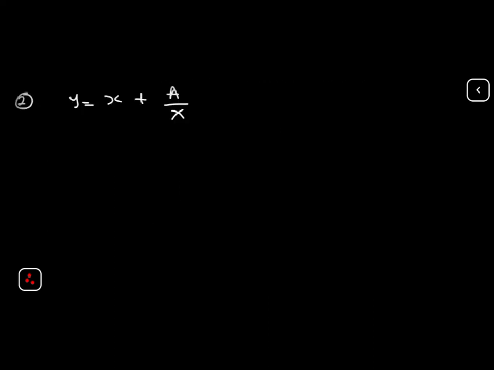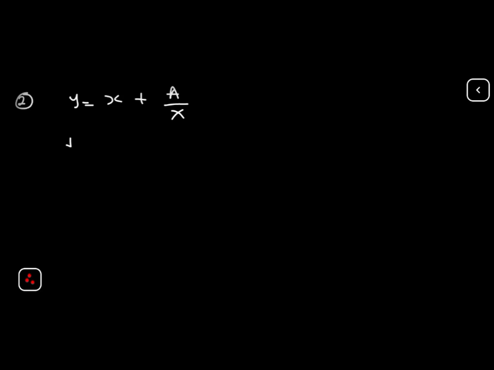Okay, we have a second question. y is equal to x plus a over x. So we are going to form this differential equation. And remember, I said we are going to differentiate this equation based on the number of constants. We have one constant here, which is constant a. So we are going to differentiate this equation once.